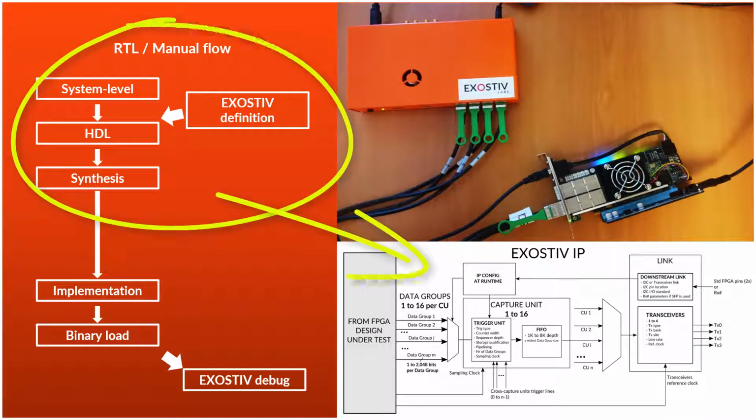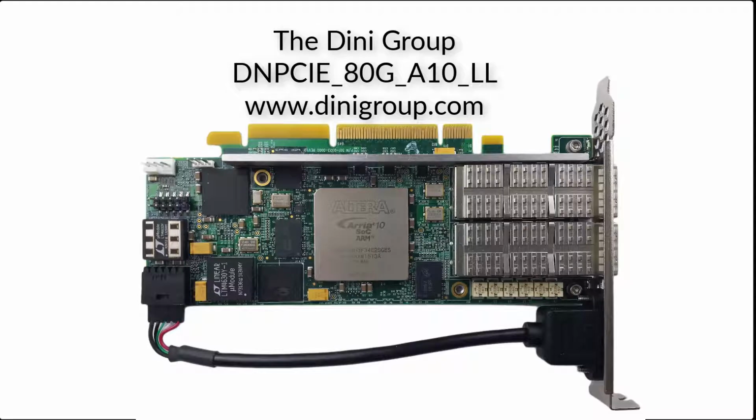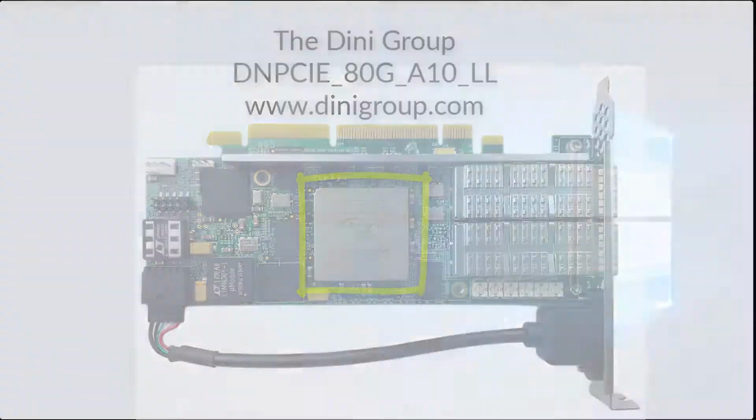In this demonstration, we will create an exhaustive IP and insert it into the RTL code of an existing design. For this example, we will use a board from the Dini Group. The target device is an Arria 10 FPGA from Intel.